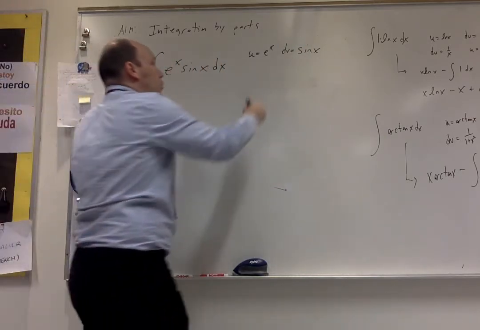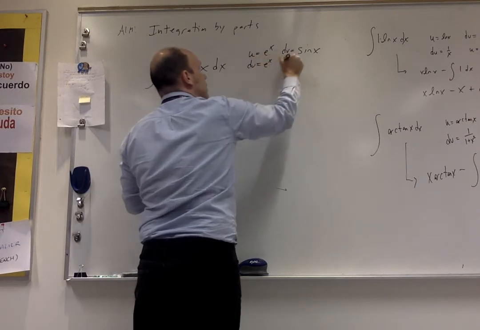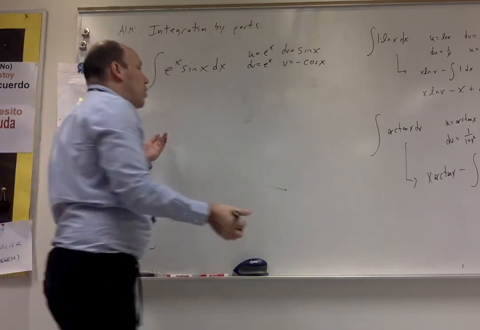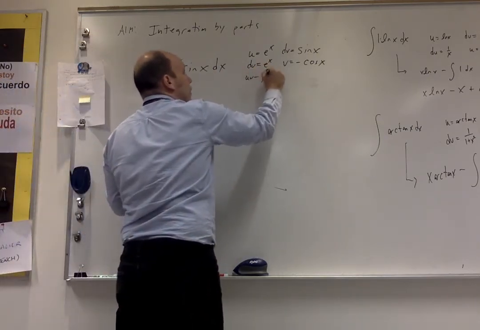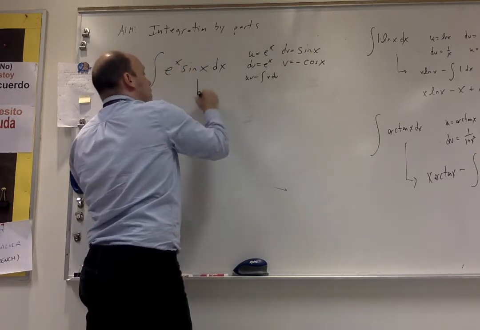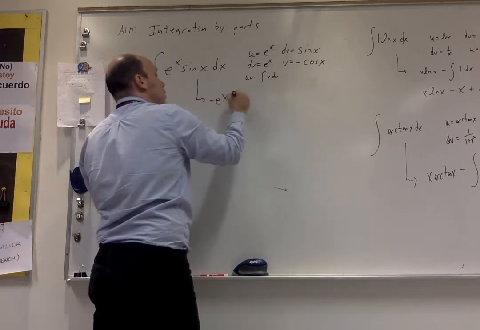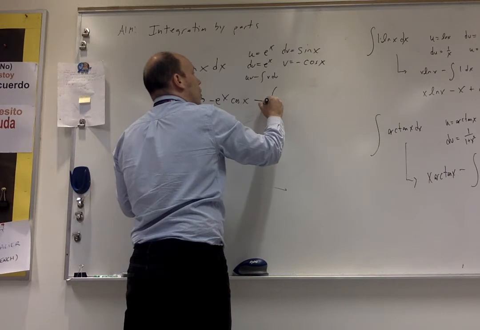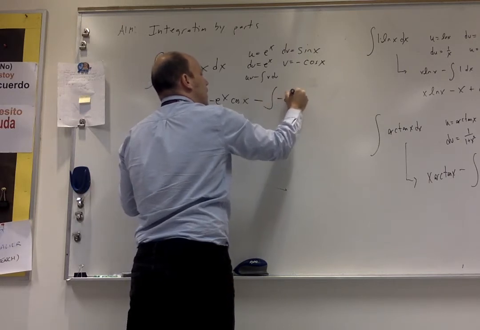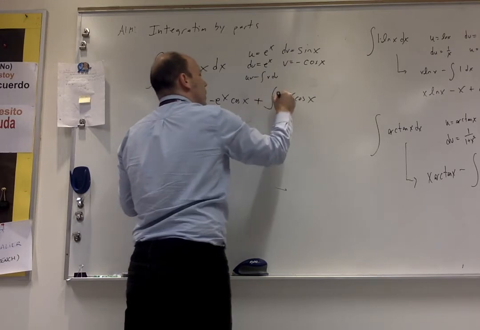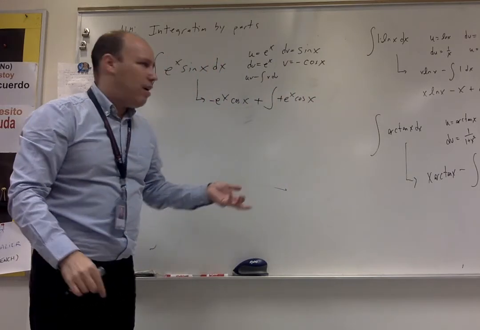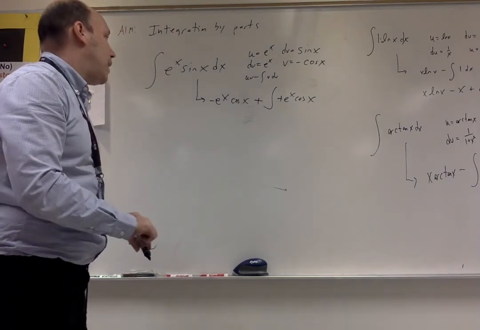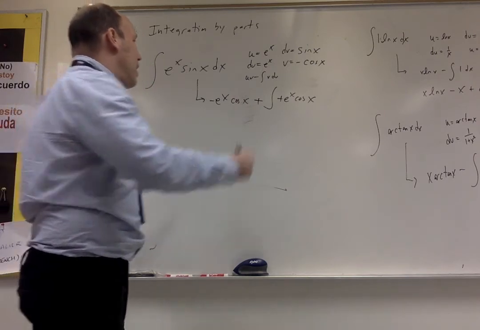And you go through the motions. du equals e to the x, and v equals negative cosine of x. You say, okay, it's uv minus the integral of v du. So this is equal to negative e to the x cosine of x minus the integral of negative e to the x cosine of x. And you're like, wait a minute, I'm stuck. In this case, do it again.